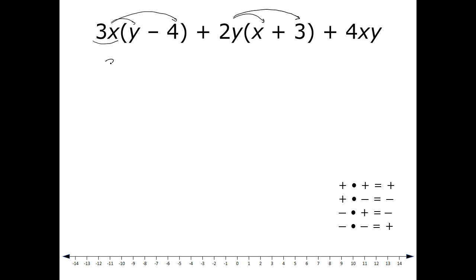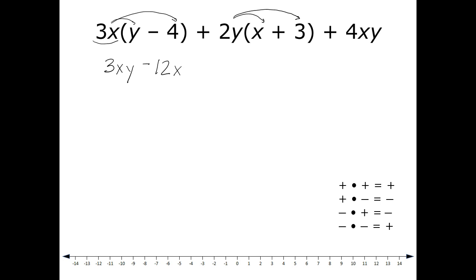3x that multiplies y, both are positive, so it's just going to be positive 3xy. Positive 3x that multiplies negative 4. Remember, you have your multiplication rules here at the bottom. So a positive that multiplies a negative is a negative. So negative 3 times 4 is 12. Then the x comes along, it's just going to be 12x.